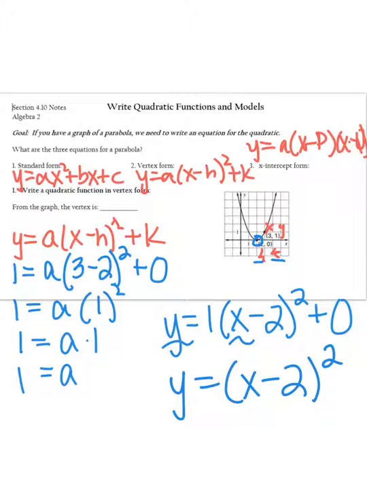And a good way to check that would be to plug this equation into y equals in your graphing calculator and check the ordered pairs. Make sure those two ordered pairs are on there.